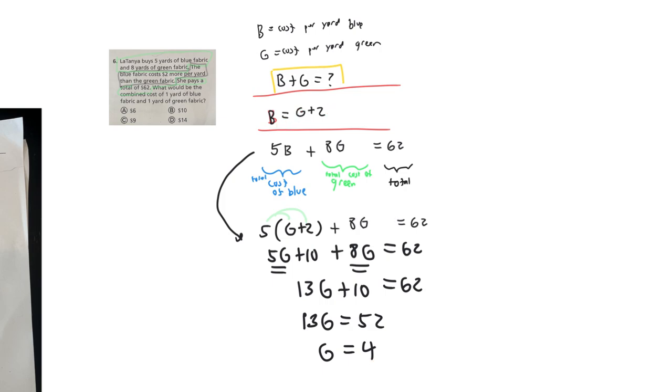Now we already know that G is 4, so we could say that B equals 4 plus 2, and that is equal to 6. So clearly B equals 6. Once again, we want to know what is B plus G. So that will be 6 plus 4, and that equals 10. And that's the answer there.